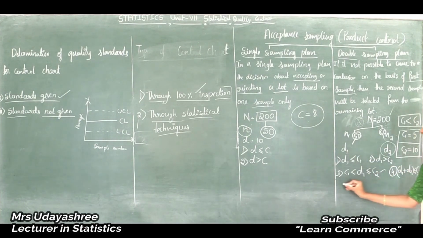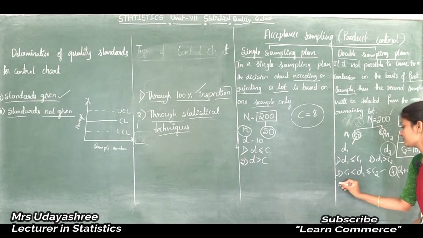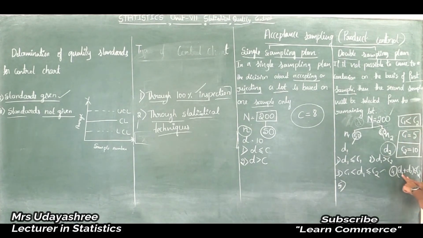Next, the fifth condition is like this. In the sense what, see, if I get the number of defectives as D1 is 2 and D2 is 3. So D1 plus D2 means 2 plus 3, so 5 is less than or equal to C2, isn't it? So in this case this lot is accepted and these 2 plus 3 defectives are there, no? So these defectives are replaced by good ones.